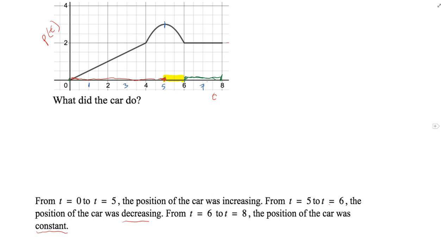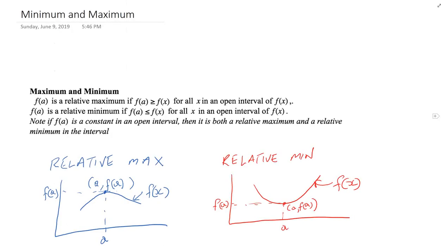let us talk about minimum and maximum of function, or relative minimum and relative maximum. Now, by definition, f of a is a relative maximum if f of a is greater than or equal to f of x for all x in an open interval. So a maximum means that if we picked an x value of a, and found a point a, f of a, it means that f of a is the highest point within a particular open interval.